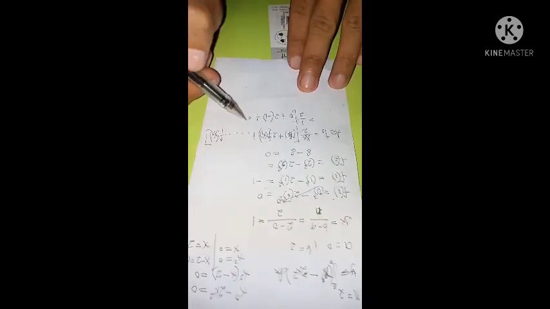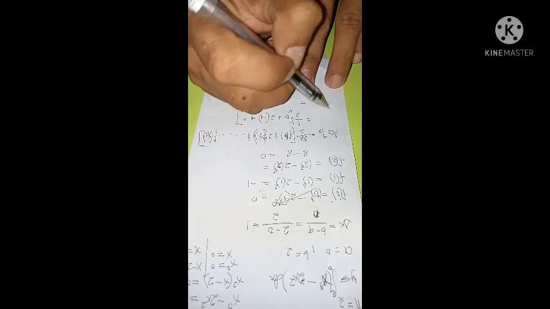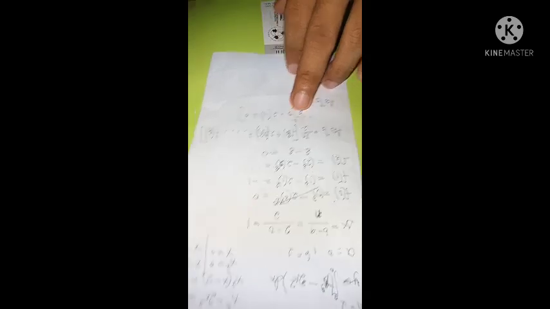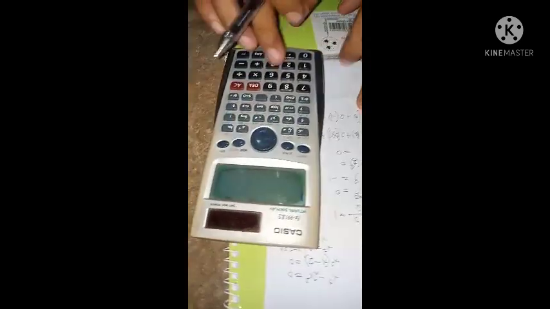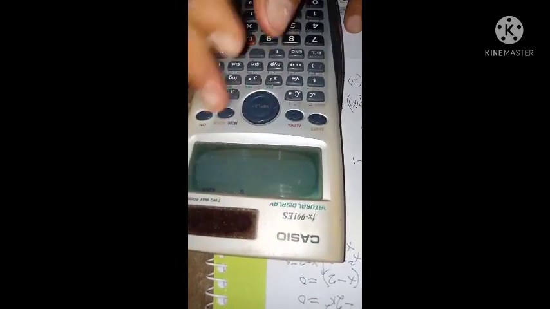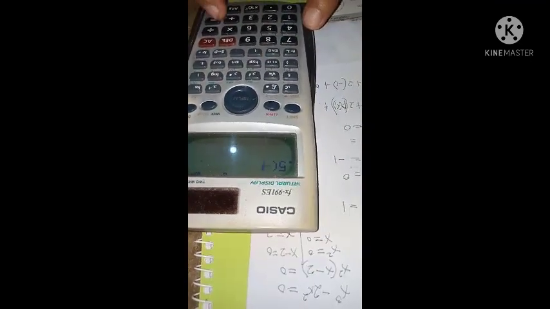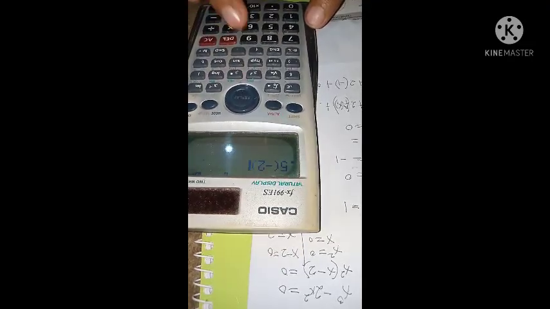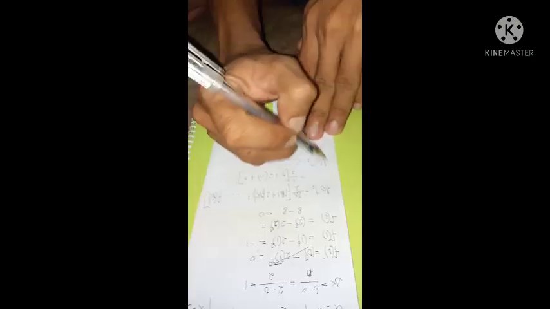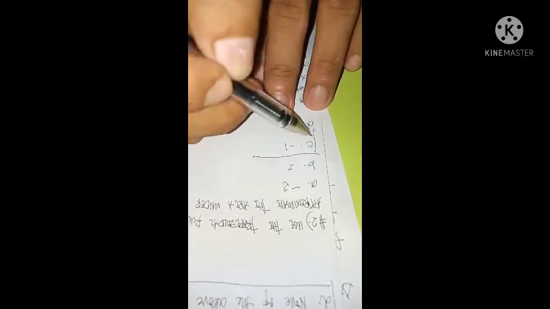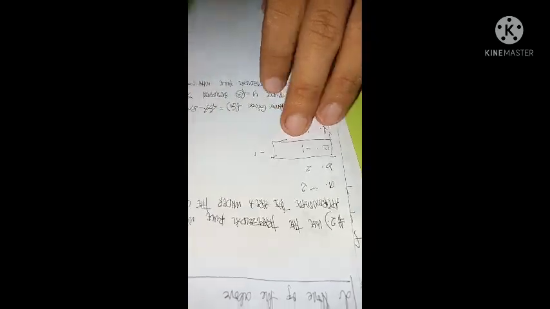Therefore the answer here is 1/2, 0.5, 1/2 times -2, so -1. This is the final answer, so -1. So the answer here is -1.